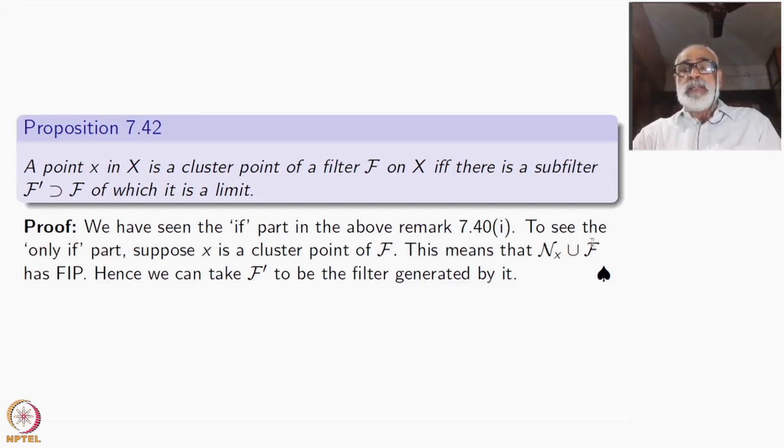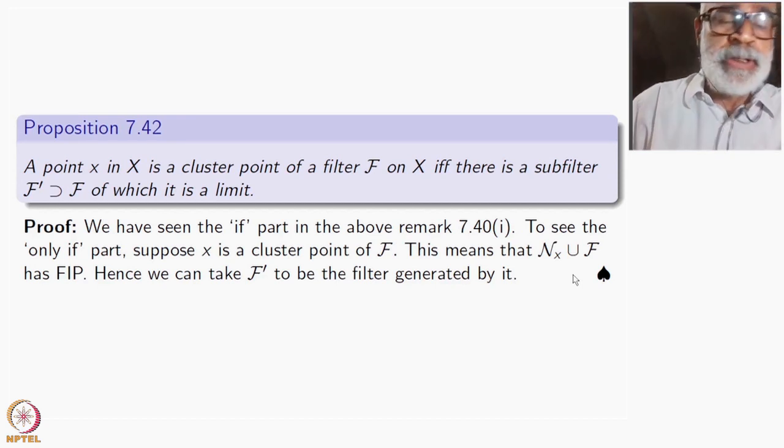Any member here will intersect any member here, the condition for being a cluster point. So N_x union F will also have the finite intersection property. Hence, we can take F prime to be the filter generated by this family. Any family with the finite intersection property will generate a filter.